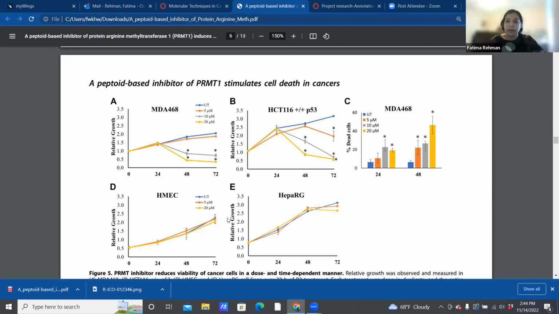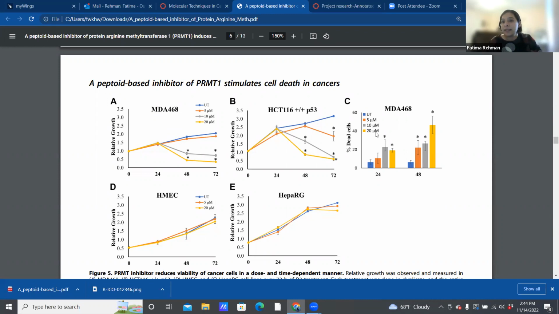And then let's look at the normal cells. What do you see with the normal cell lines? It does not affect them. Good job. So this would show again that it is specific over time and over dosage to cancer cells and does not affect normal cells.